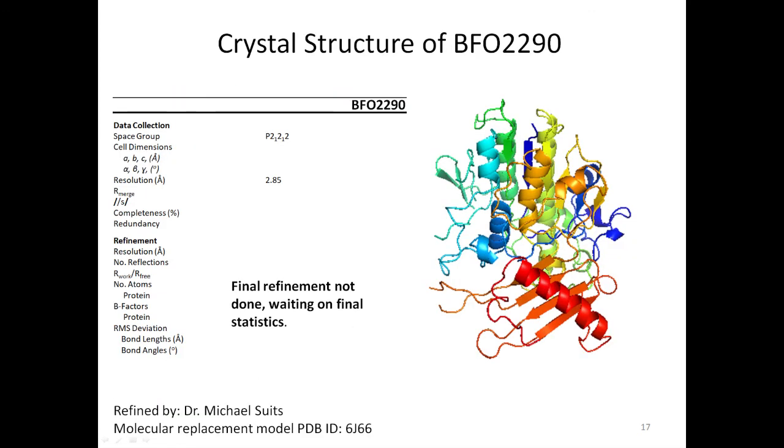We ended up with a data set at 2.85 angstroms, and Dr. Suits used molecular replacement to solve the phasing and found 3 proteins in the asymmetric unit. The statistics so far don't look too bad, but there is definitely room for improvement, especially with regards to the resolution. I also started crystallizing BFO2285, but I never got around to diffracting it before the whole COVID crisis.